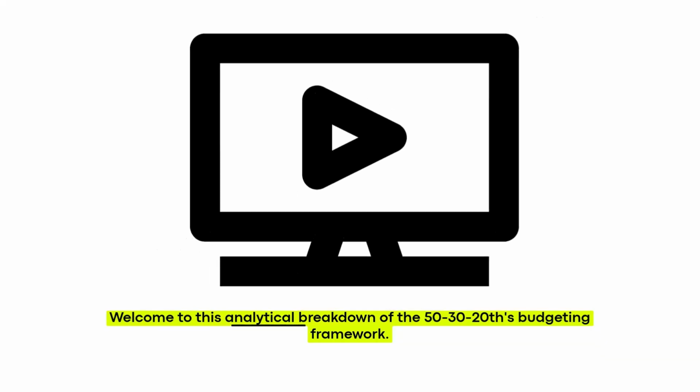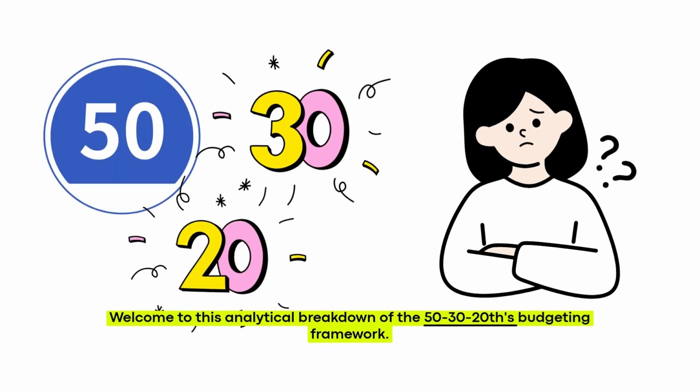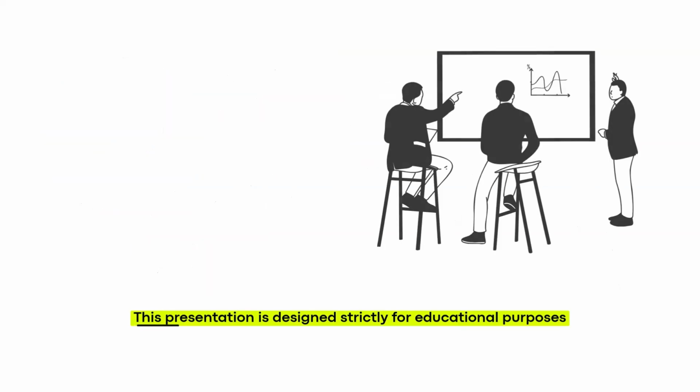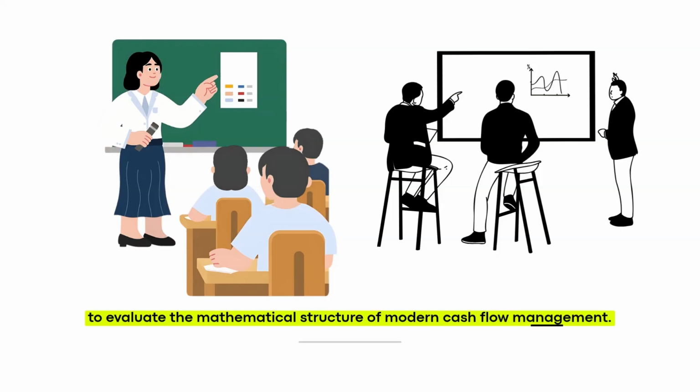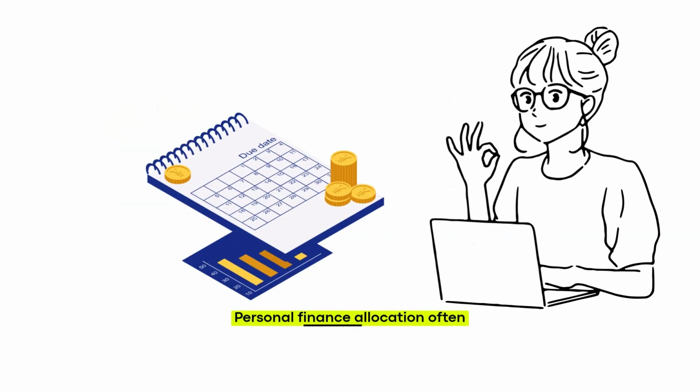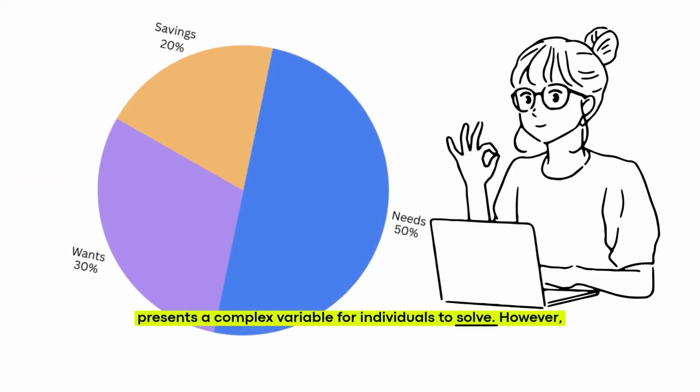Welcome to this analytical breakdown of the 50-30-20ths budgeting framework. This presentation is designed strictly for educational purposes to evaluate the mathematical structure of modern cash flow management. Personal finance allocation often presents a complex variable for individuals to solve.